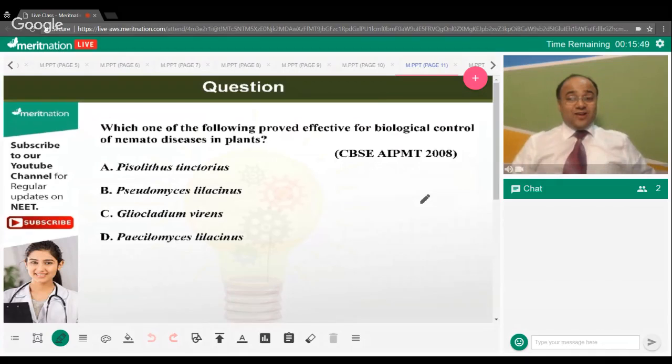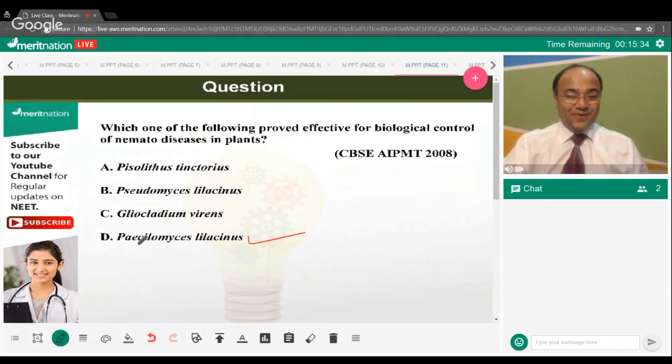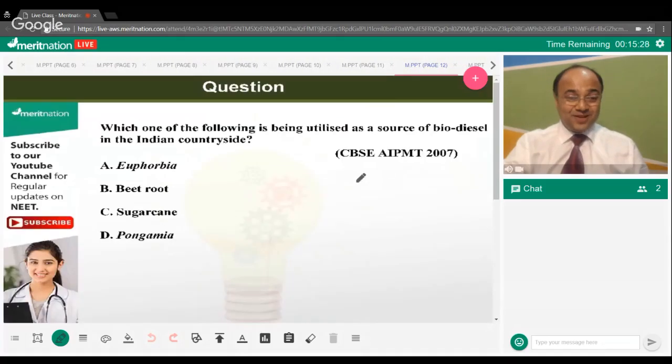Yes, finally a tough one for all of us. And the correct answer is option D, guys. So, this is generally used for the control of nematode disease in plants. Option D is the right one over there. Let's see the next question.